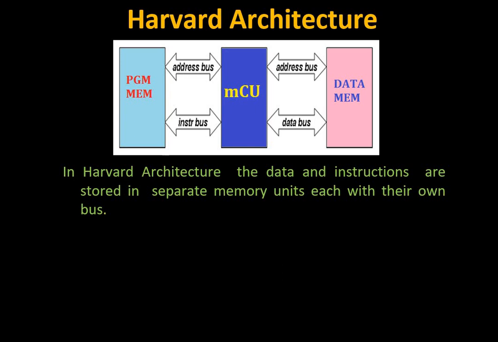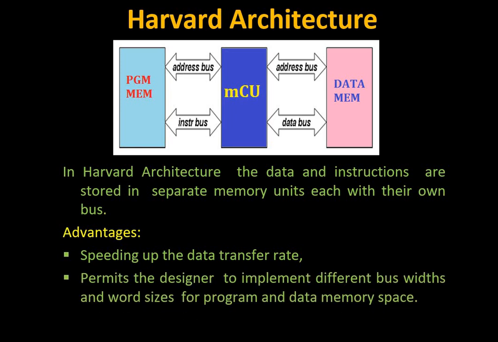Okay, so in Harvard architecture the data and instructions are stored in separate memory units, each with their own bus. So program memory and data memory, there are two types of memory. Both are connected to the microcontroller via address bus and data bus, and both are bidirectional, correct? There are some advantages. First is the speed of data transfer rate, and second, it permits the designer to implement different bus widths and word sizes for program and data memory space.